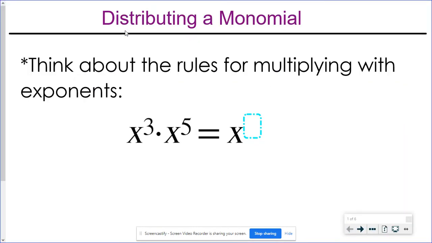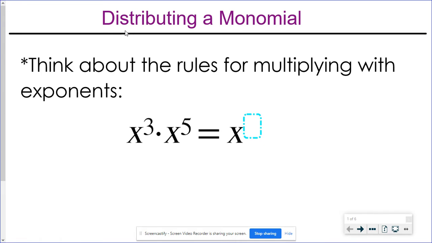Hello, algebra students. Today we're going to be working with polynomials again, but instead of doing adding and subtracting like we did in the last lesson, we're going to be distributing, which involves some multiplication. And we will have some parts that will have exponents on our variables.